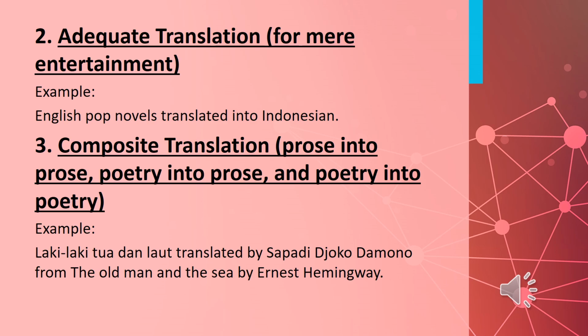Number 3 is composite translation. This includes the translation of prose into prose, of poetry into prose, and of poetry into poetry. The translator may spend a very long time on his work, so that the commercial value of the translation is often neglected. He would only get the intellectual exercise and the intellectual pleasure that results from the effort. For example, Laki-Laki Tua dan Laut, translated by Sapardi Djoko Damono from The Old Man and the Sea by Ernest Hemingway.